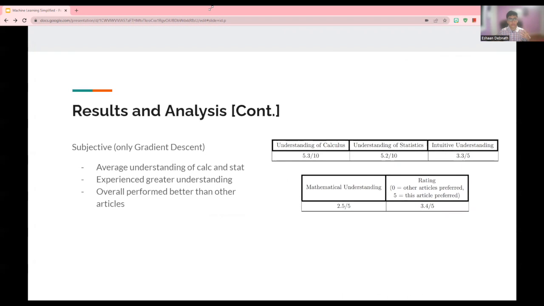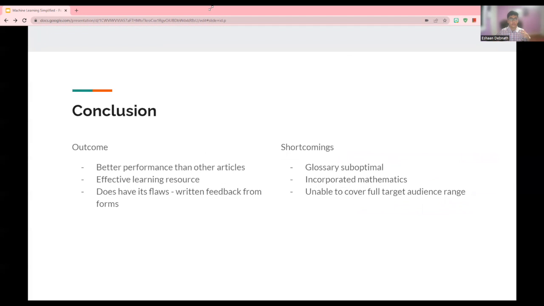Subjectively, despite the study group ranging around the average, they felt as if they had learned something. In addition, they felt as if my articles performed better than other ones on the internet. To conclude, my resource does perform better than other articles and thus is a good learning resource. However, it does have a few flaws. Some shortcomings include the glossary of concepts, which should instead be incorporated within, and the failure to reach a wide enough audience as initially targeted.